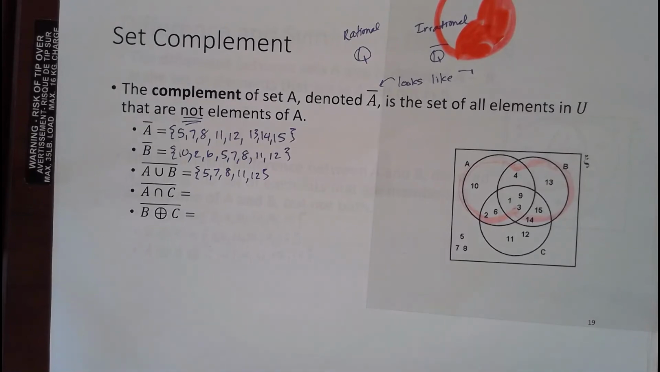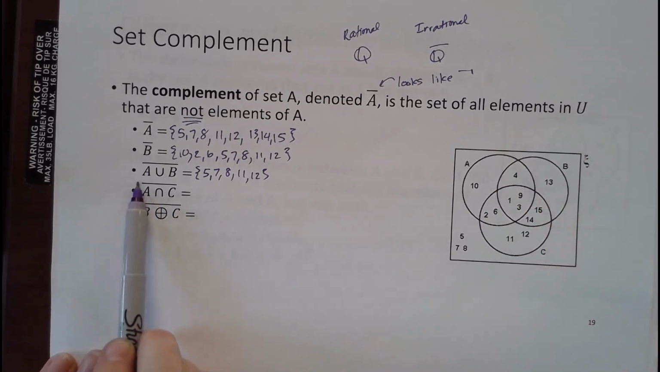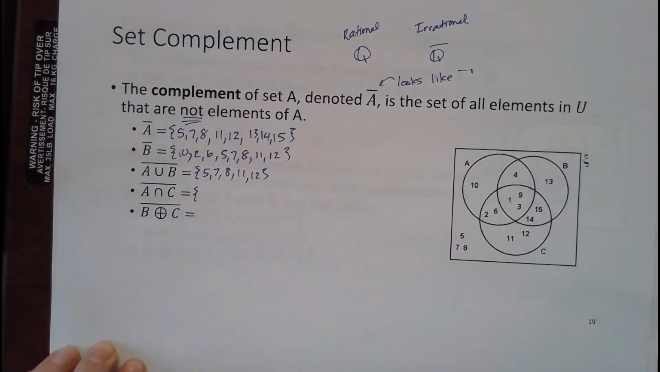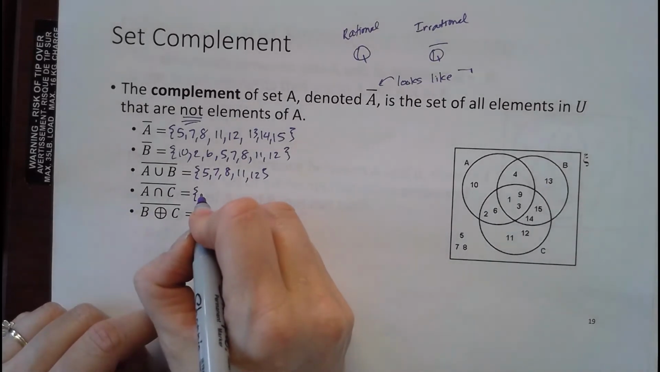All right. A intersect C. Okay. So A intersect C. That's the stuff that's common to A and C right in here. And then we need not that. So not anything that's in A intersect C. So what are those things?